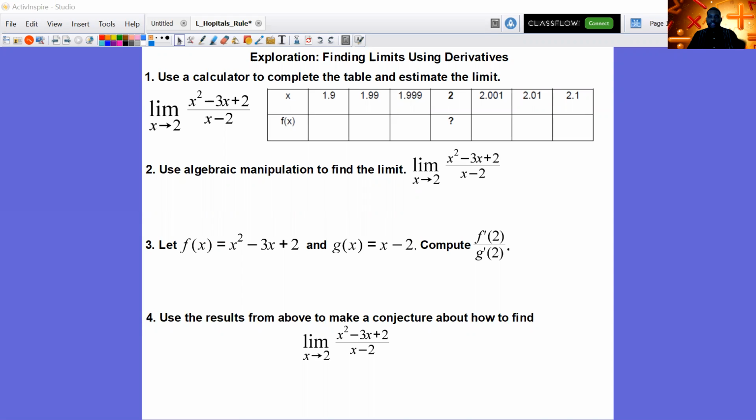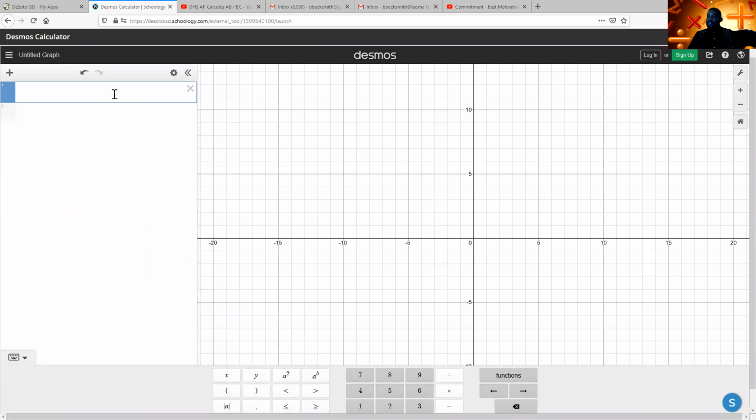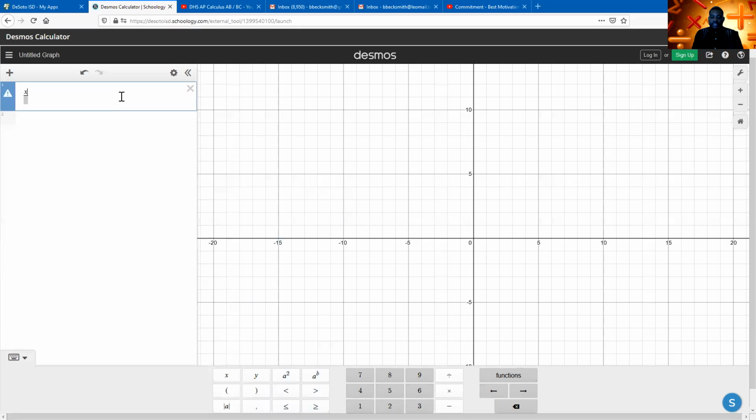This exploration requires us to use a calculator to complete the table and estimate the limit. So what I'm going to use is Desmos to help me estimate the limit. I'm going to pull up Desmos like you see here, and type the function in: x squared minus 3x plus 2 over x minus 2. And it draws the graph.